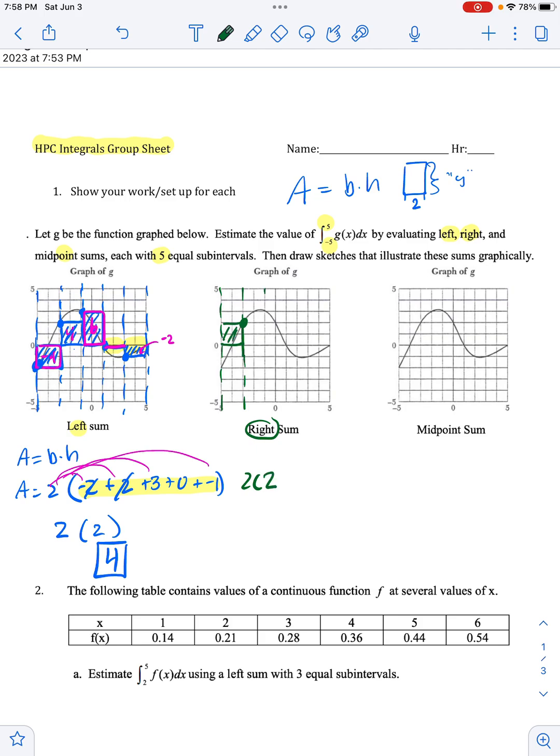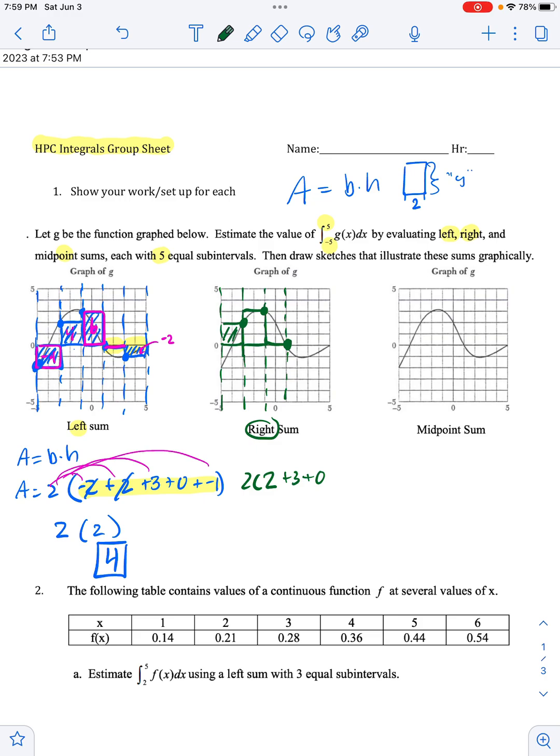Then when I go to my next interval, I go to the right end of it and I see how high that is. And that is 3 high. Then I go over 2 units to my next interval, and on the right end of it, I'm at 0. So I have a y of 0.